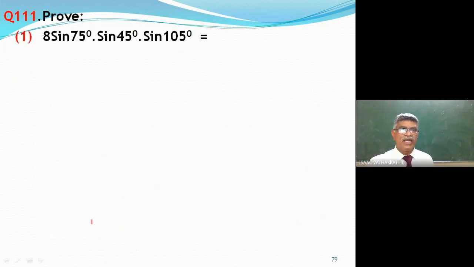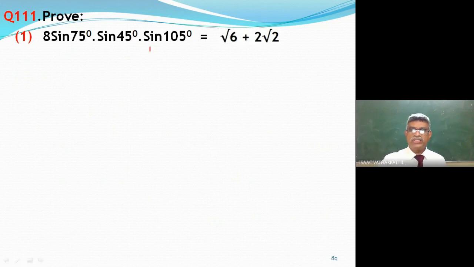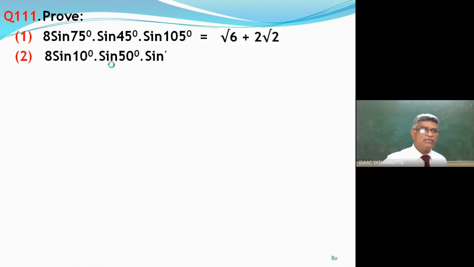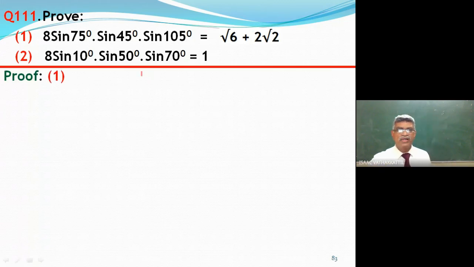Let us take a different type of question. Prove that 8 sin 75 degrees sin 45 degrees sin 105 degrees is root 6 plus 2 root 2. Here, the only thing we know is sin 45 degrees. The other two, we can apply 2 sin A sin B. And another one: 8 sin 10 degrees sin 50 degrees sin 70 degrees is 1.